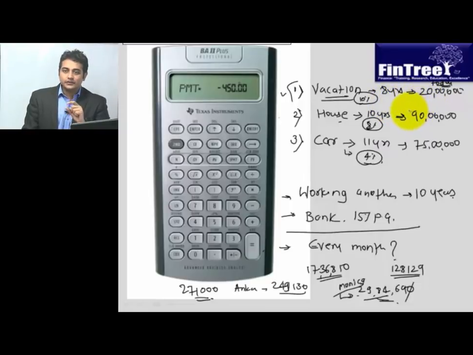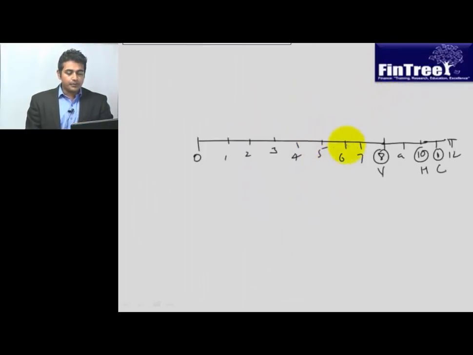That price today is 20. 8 is your N, and 10 is your IY. 20 is your present value. 8 is your N, and 10 is your IY. Every year the price will increase by 10. Compute future value.